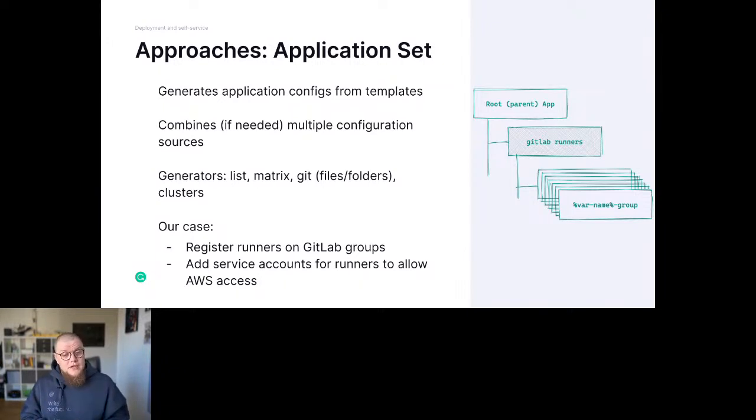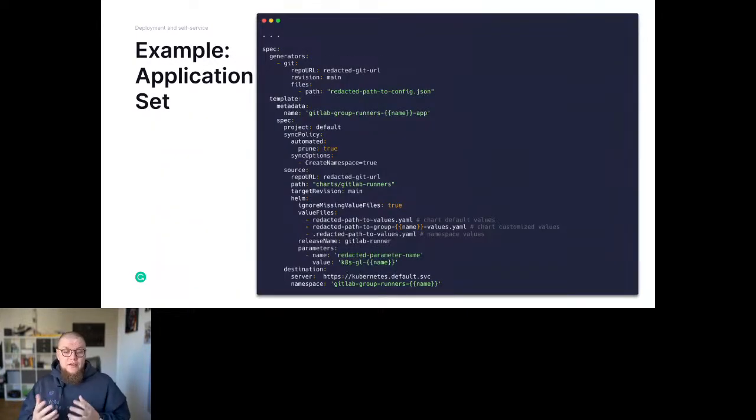The application set controller is installed alongside Argo CD within the same namespace, and the controller automatically generates Argo CD applications based on the contents of a new application set custom resource. As an example, take a look at this. We have a set of GitLab groups described in JSON that we use for the generator. We also have some files that contain values for the supporting resources needed to create the Argo application.